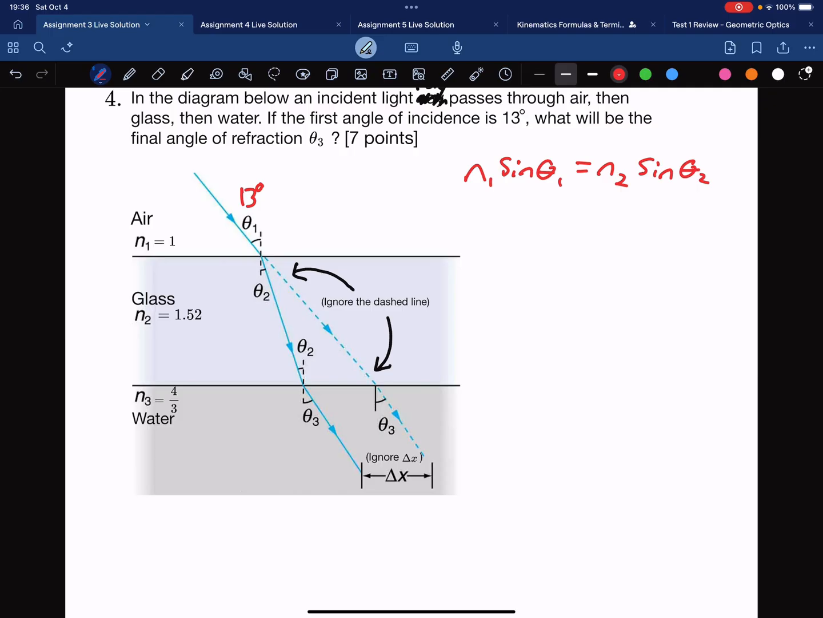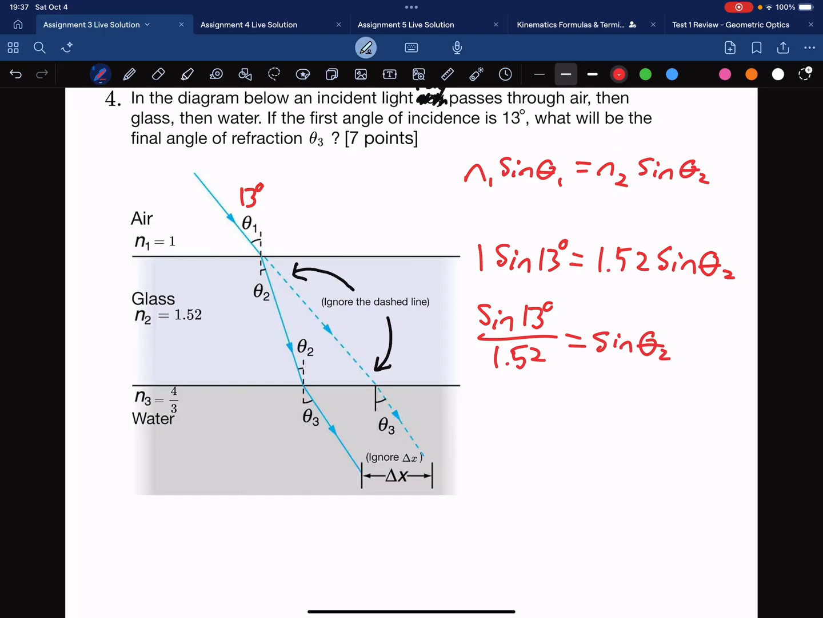So if I set this up, the refractive index of air is 1, and the sine of 13 degrees equals refractive index of 1.52 and sine of theta 2, because that's what we're looking for. I'm going to divide both sides by 1.52, so that becomes the sine of 13 degrees over 1.52 equals the sine of theta 2. I'm going to write theta 2 on the left-hand side now. At the same time, I'm going to take the inverse sine of both sides. So I get inverse sine of the entire thing here.